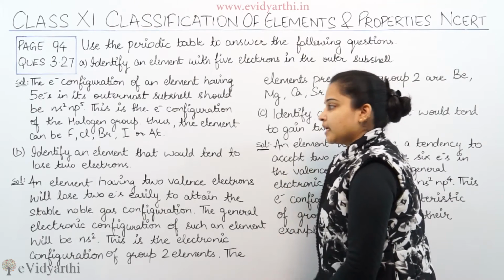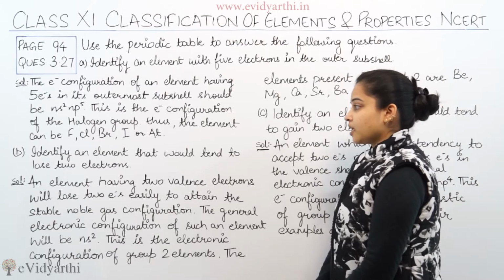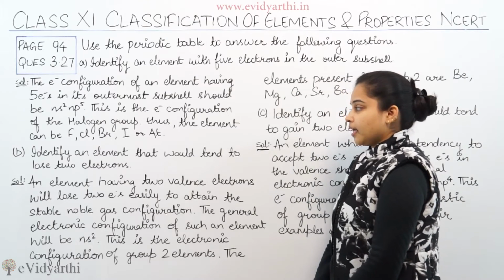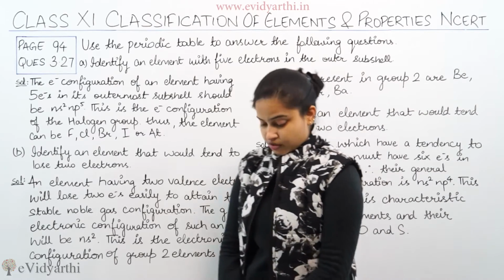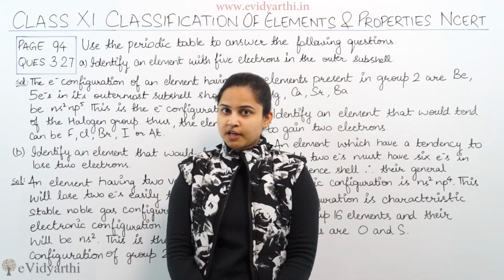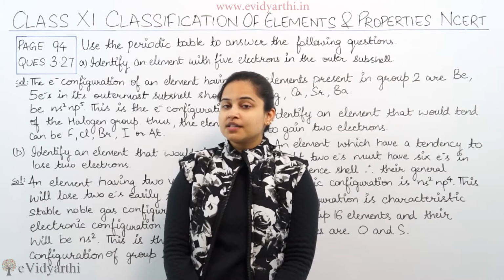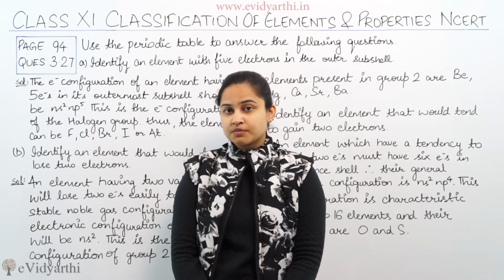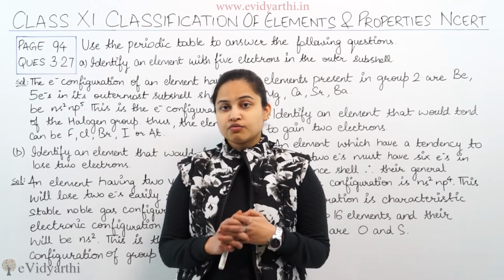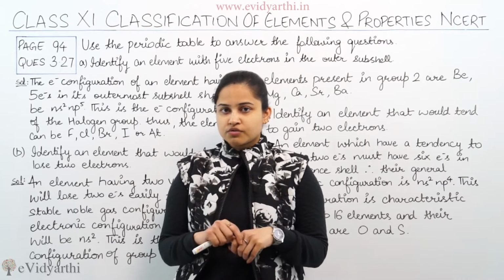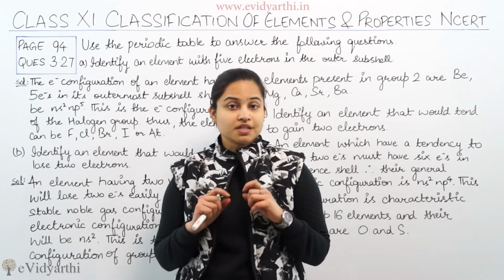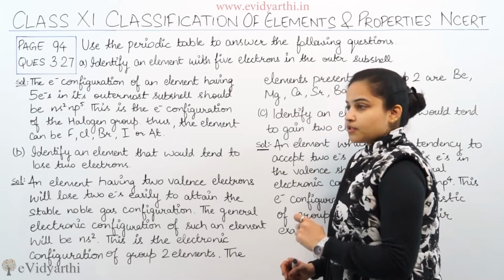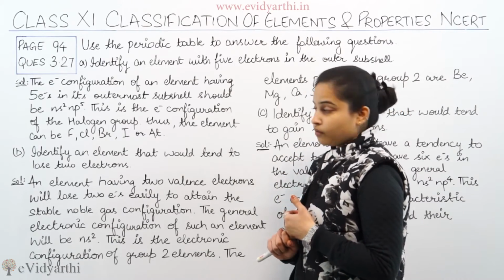Alright, fine. Coming to the second part of the question, identify an element that would tend to lose 2 electrons. So, using the periodic table, we need to identify an element which will be losing 2 electrons. Which element will easily lose its 2 electrons? It will be the element which has 2 electrons in its valence shell. That means in the outermost shell the element will have 2 electrons, because if it has 2 electrons, it will easily lose them to attain the stable noble gas configuration.